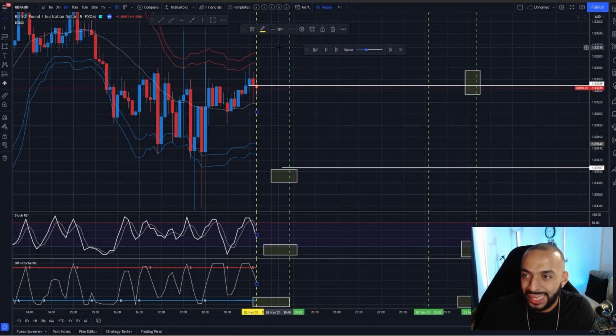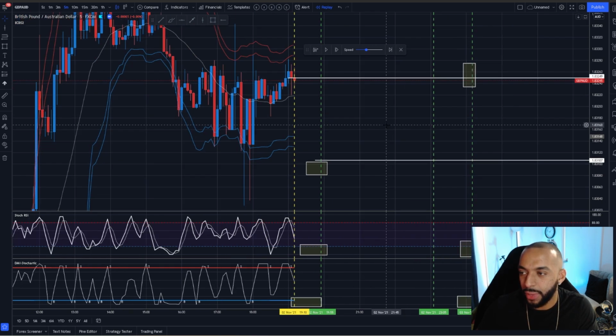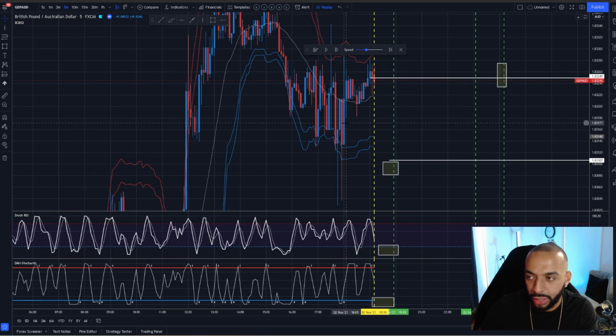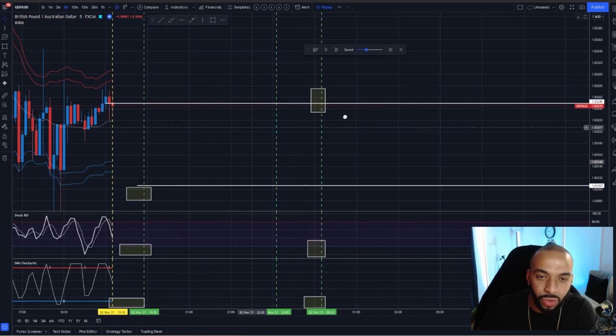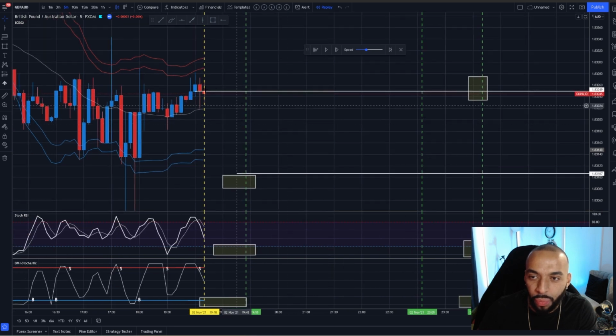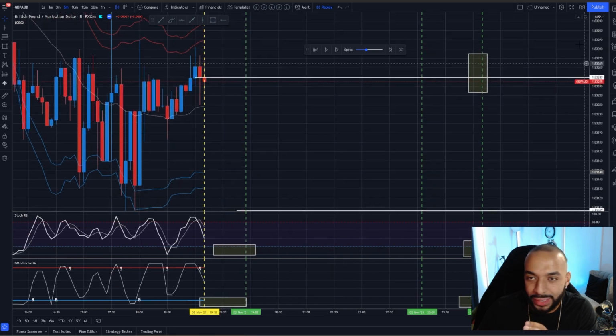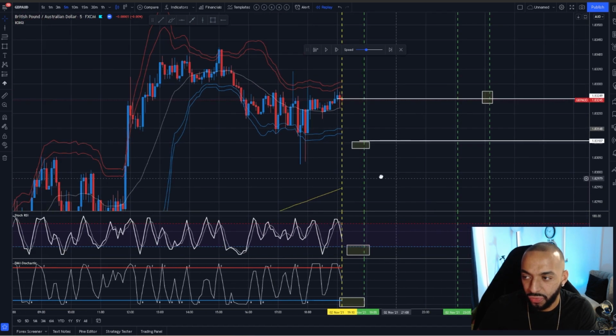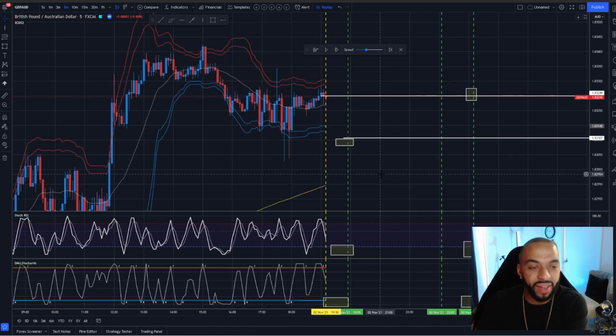Let's make them yellow. Okay, so now we have 3 wins and a potential loss. We don't know, because we can't see what's going on live. We just see where it opened and where it closed, but we don't know what happened in between, okay? So we're going to mark that yellow. So far, the strategy is profitable, and that's what I want you guys to get from this.